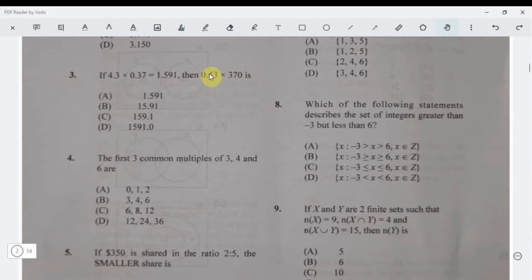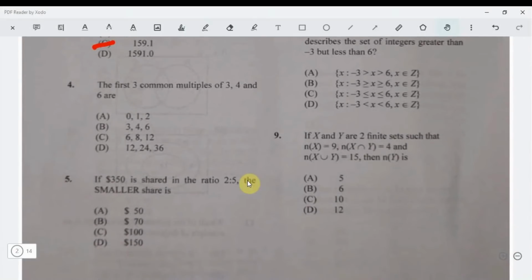Alright, so number 3, it says if 4.3 times 0.37 is 1.591, then 0.43 times 370 is. Now, this is close to 50% of the number, right? 0.5 would be 50%. No, we're just estimating. We don't want to do any calculation, right? A half of 370 is somewhere about maybe 170, 180, around in that region. So 0.43 times 370 is going to be 100 and something. The only option we see that is close to 100 and something is option C. Alright, that's the only option there.